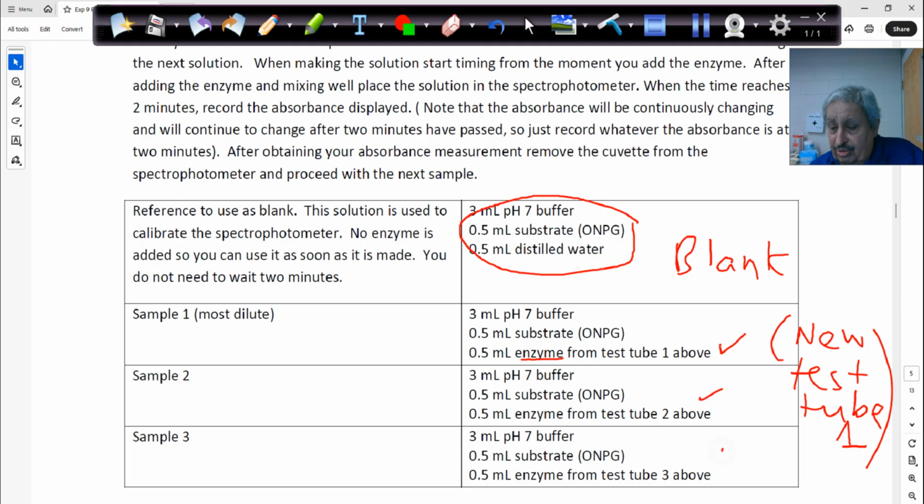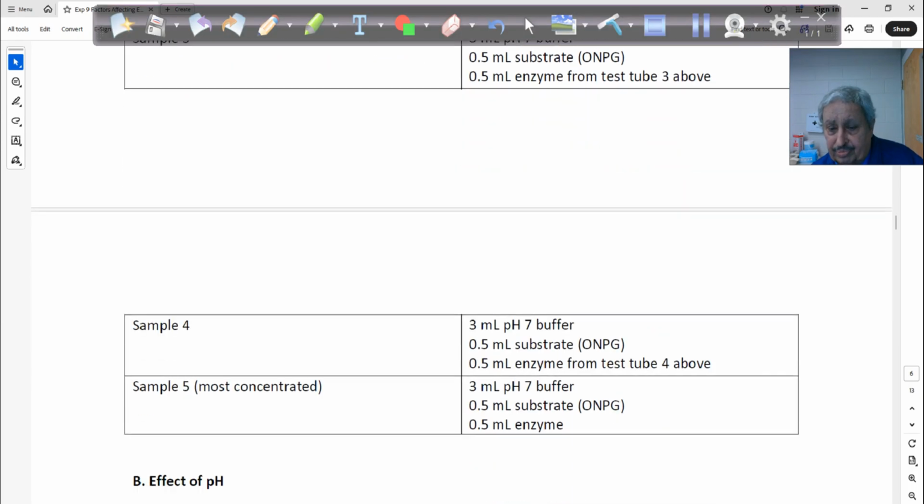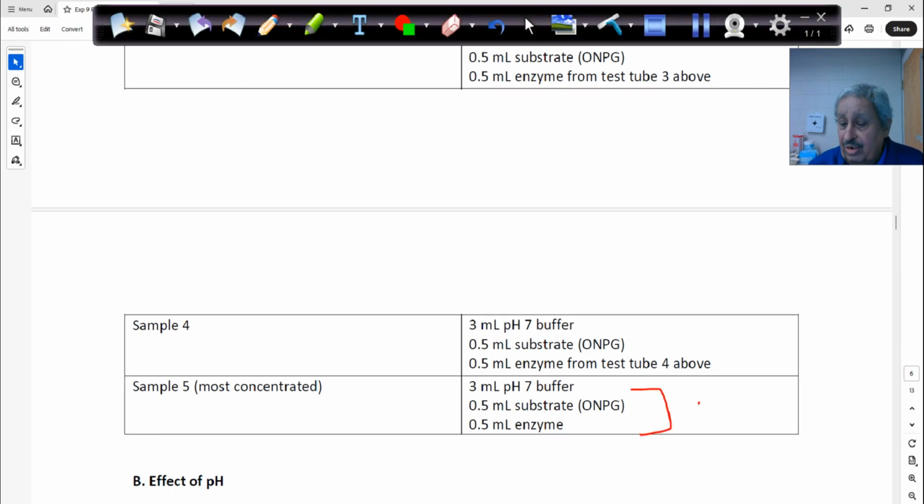This is test tube 2, 3, and the most concentrated one will be number 4. Then you will do this one without H2O at all. This is not part of the 4 test tubes you have. This is added by yourself, enzyme without H2O inside. This is the most concentrated one, as you can see here, no H2O. So this one will be the very concentrated one, correct?